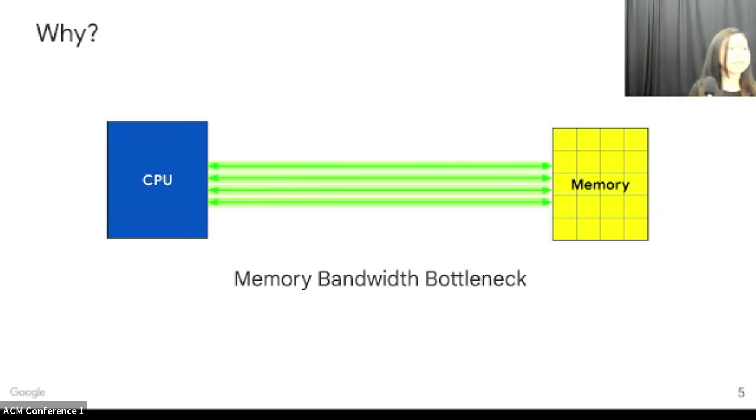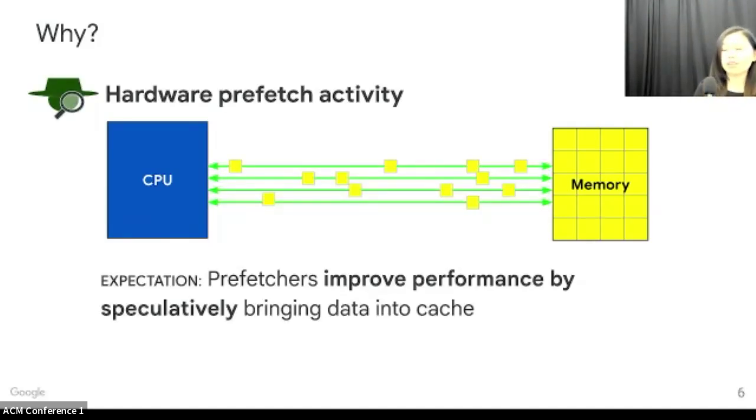So naturally, we next began to look into what was taking up all this memory bandwidth. And we found that a big part of the problem was our hardware prefetchers. Typically, you expect that hardware prefetchers improve performance by bringing data into cache. And indeed, we see a lot of work showing that that is what often happens, and hardware prefetchers do have the ability to increase cache hit rates by 30 to 40%.